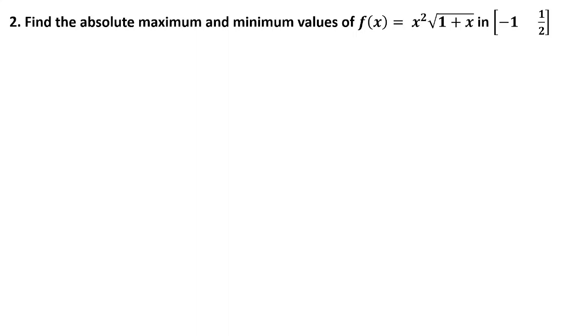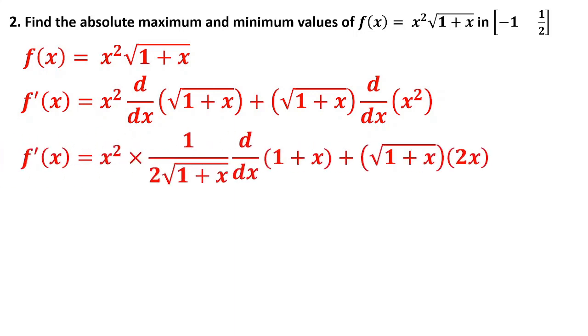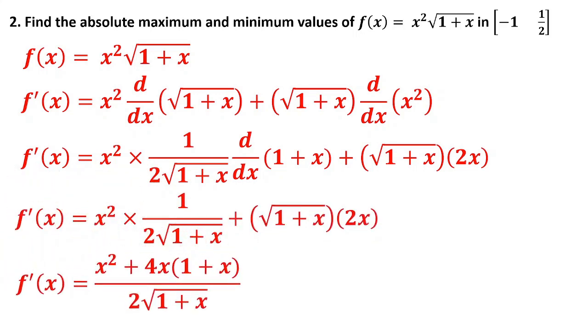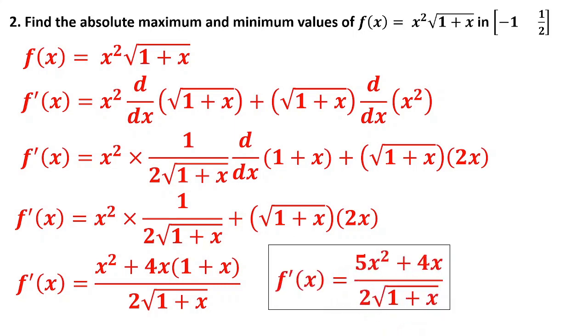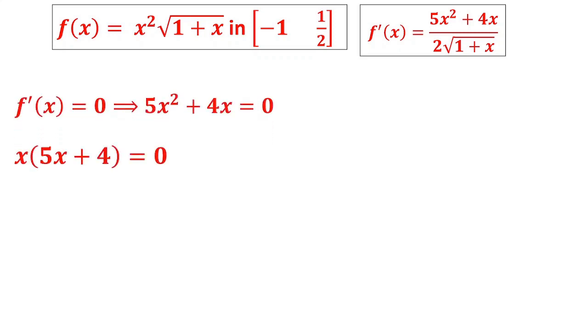Find the absolute maximum and minimum value of f of x equal to x square into root 1 plus x in the interval minus 1 to 1 by 2. As usual, find f dash of x. Keep x square, differentiate root 1 plus x. Keep root 1 plus x and differentiate x square. I am finding the differentiation and simplifying. I am getting this expression: x square plus 4x into 1 plus x by 2 into root 1 plus x. I have to equate it to 0. When I equate it to 0, I am getting x into 5x plus 4 equal to 0. Therefore, the values are 0 and minus 4 by 5.